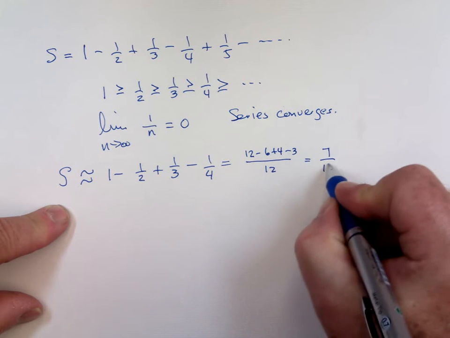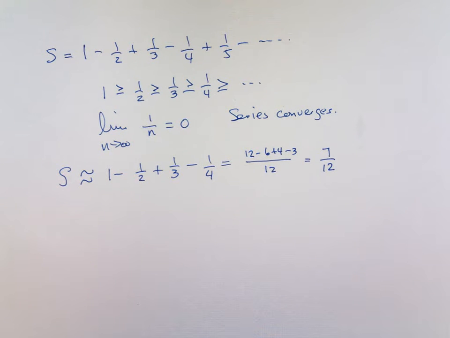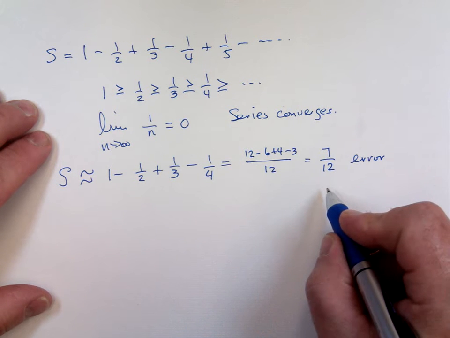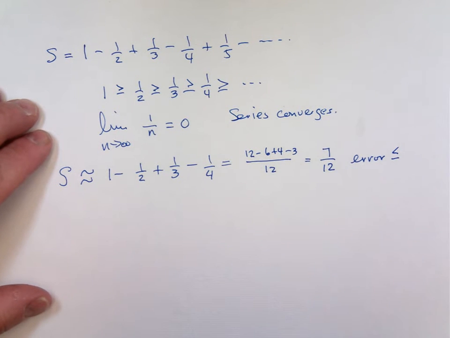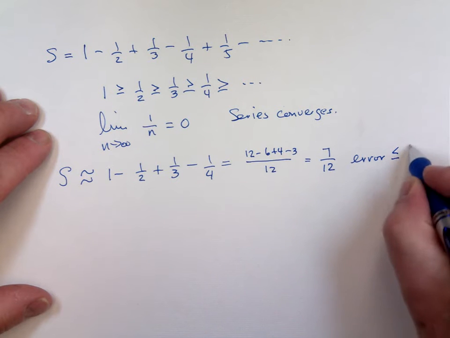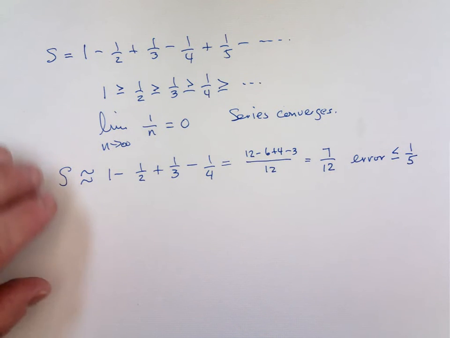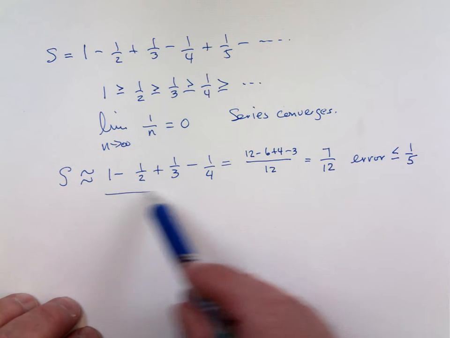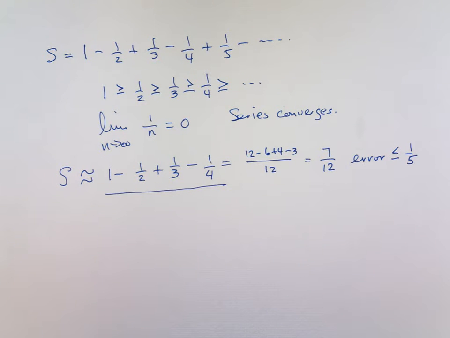How good an approximation is that to the actual sum? Well, I'll tell you. The error in using this for an approximation is less than or equal to the next term. Okay? Is less than 1/5. And that should make some sense, okay? Because if you use this to approximate the sum, you add 1/5, but then you have to subtract 1/6. So you're adding something less than 1/5 onto it, okay? So the error is less than or equal to 1/5.